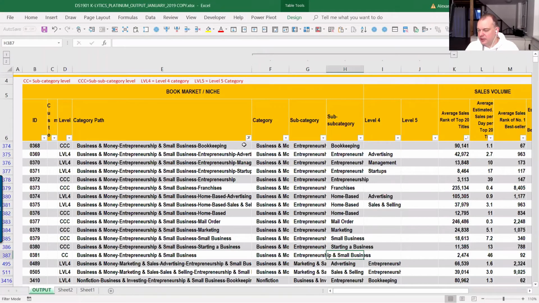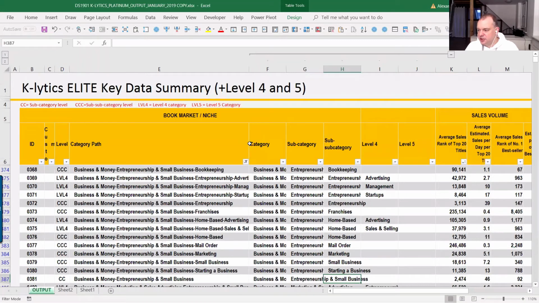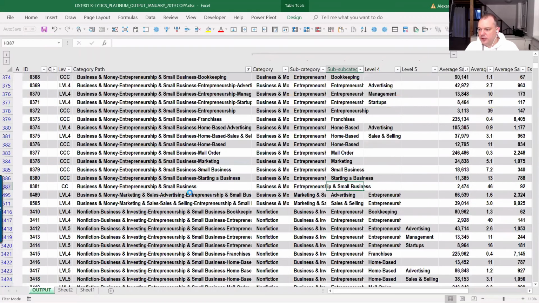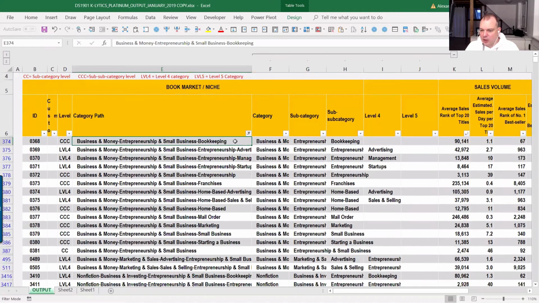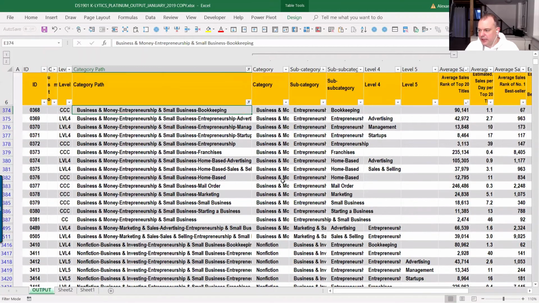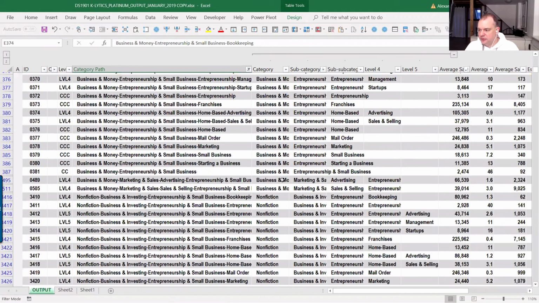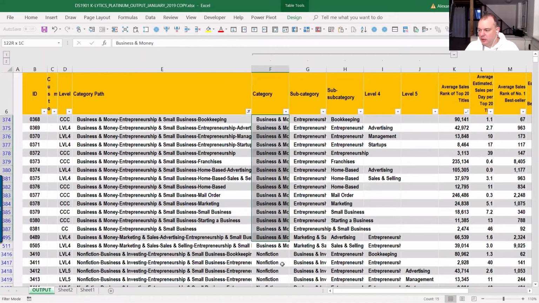So I think I didn't have the screen share on. Let me just show you the data. If you filter for anything that mentions entrepreneurship anywhere in the category path, you end up here with these 32 categories, ranging across business and money and nonfiction. You see here what I was just mentioning.